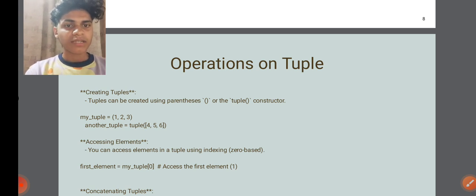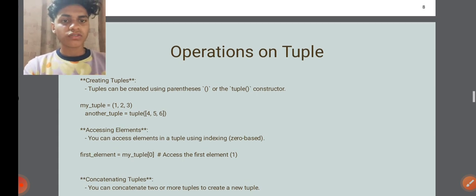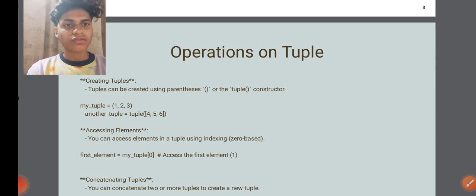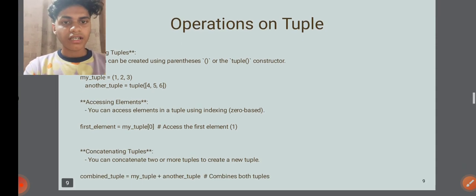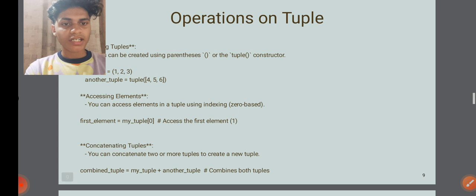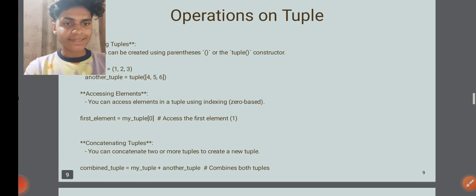Creating tuples. Tuples can be created using parentheses or the tuple constructor. my_tuple = (1, 2, 3) will create a tuple. These are some examples of how to create a tuple. Accessing elements. You can access elements in a tuple using 0-based indexing. first_element = my_tuple[0] accesses the first element.